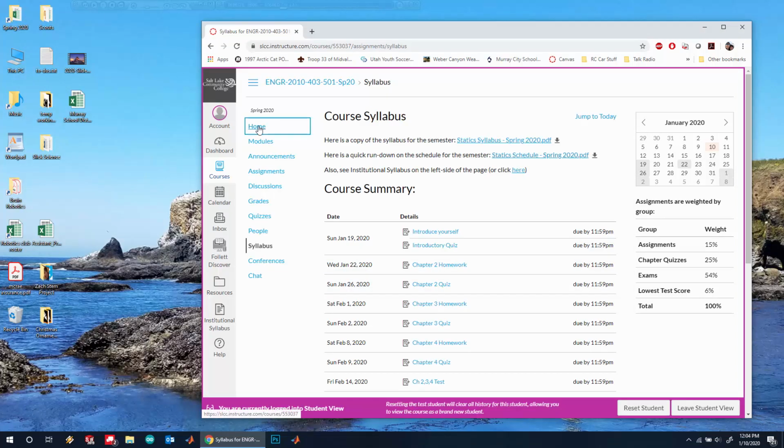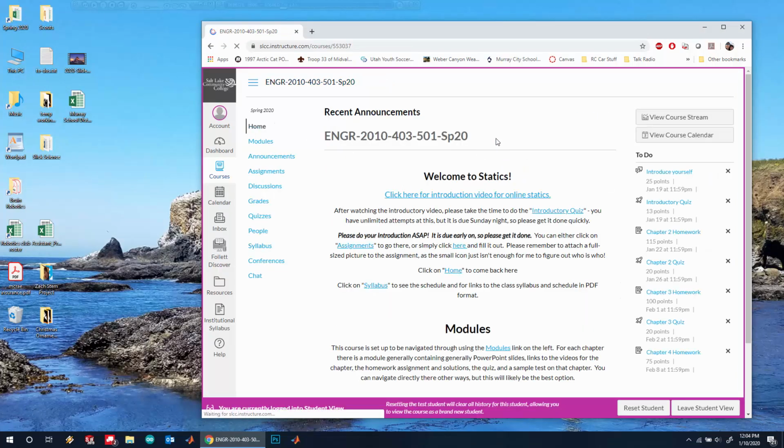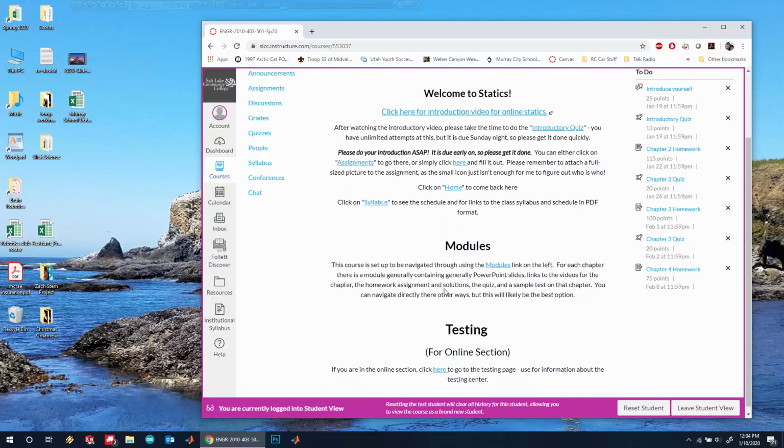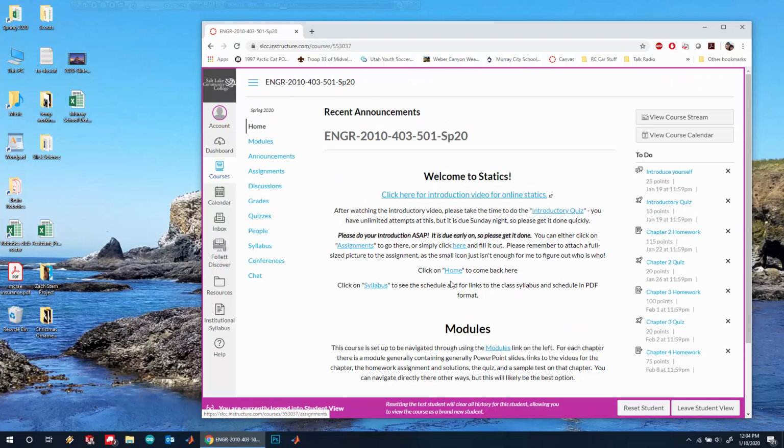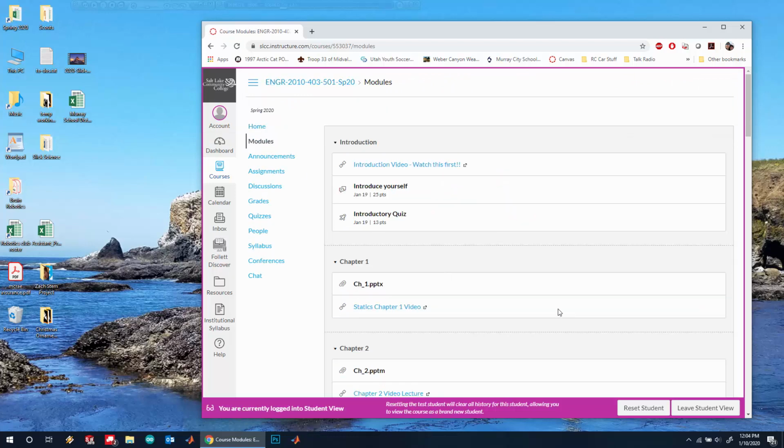And now let's come into Canvas. And so now we're going to come back to here. The deal is on Canvas, this class is set up to use modules. So here's some of this early stuff. Here's an introductory quiz, we'll talk about that. But really, I want you to use the modules. If you click over here on modules right here, or I have a link here, it goes to the same place. This is how this class is set up.